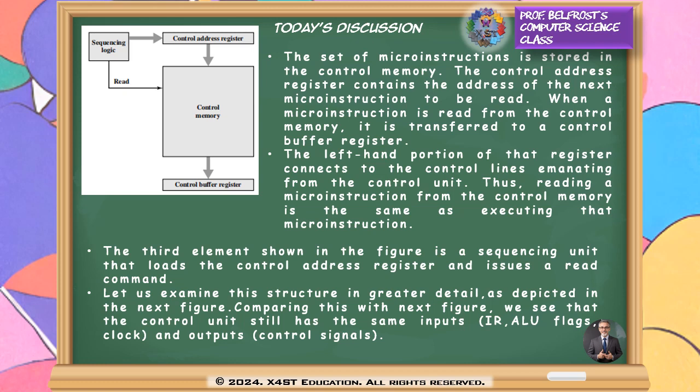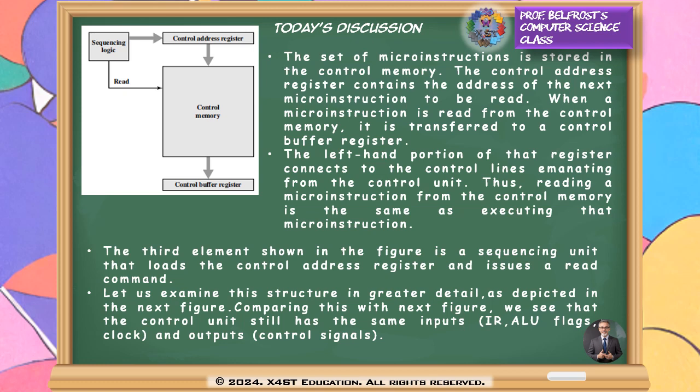The left-hand portion of that register connects to the control lines emanating from the control unit, and reading a microinstruction from the control memory is the same as executing that microinstruction. The third element is the sequencing unit that loads the control address register and uses a read command. Let us examine this structure in greater detail.